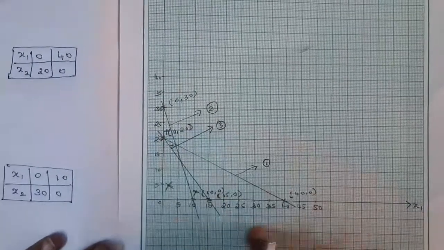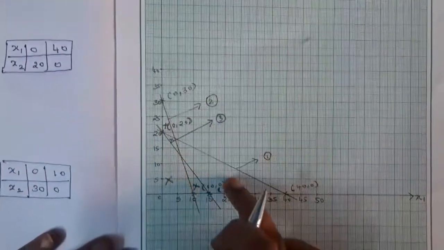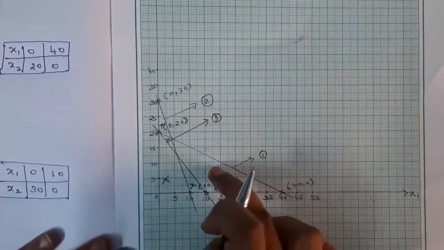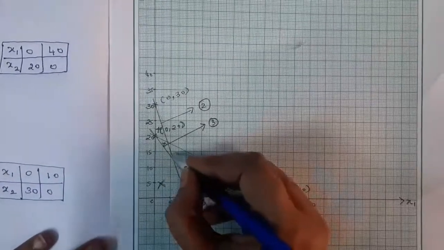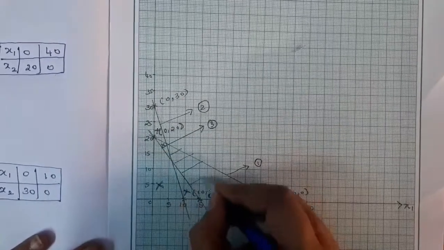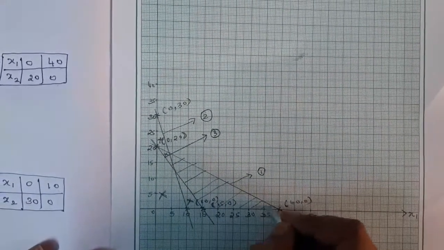Now we have compared all the constraints, and finally all the regions we had are omitted except this region. So this region is nothing but our feasible region. So just mark here and write this region as the feasible region.